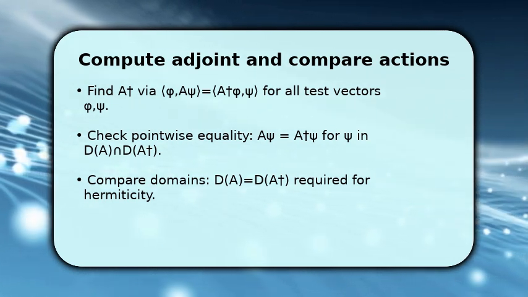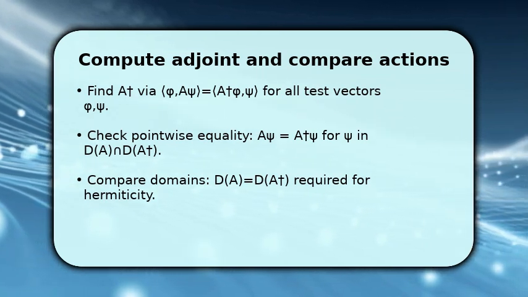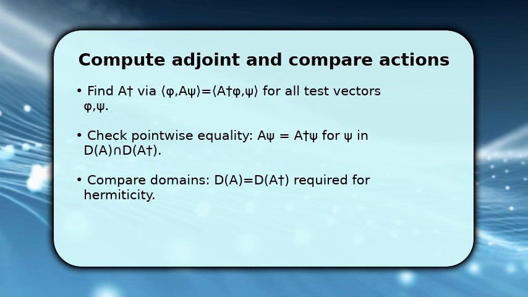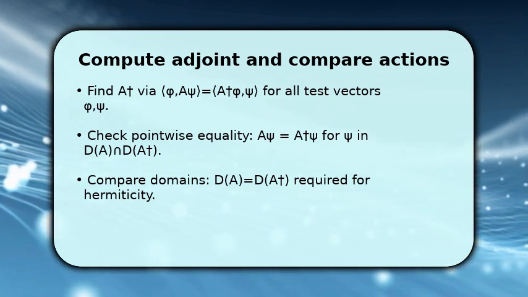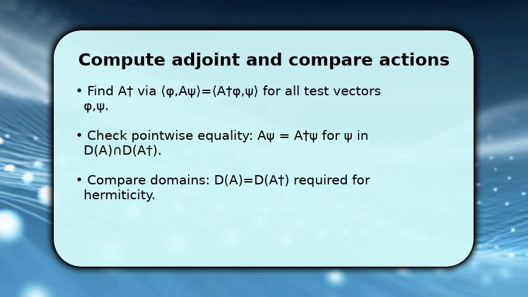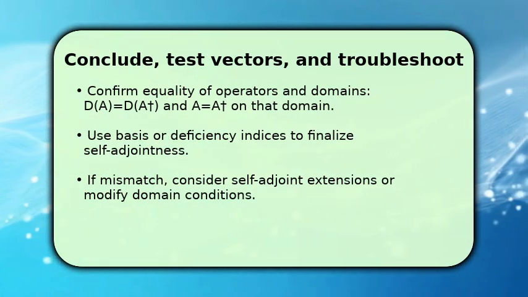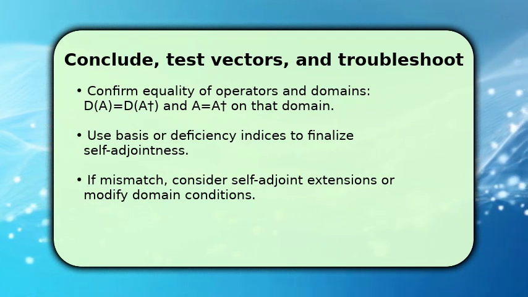Once done, test equality on a dense set of vectors. Verify A psi equals A* psi on their common domain. If you find extra terms or missing boundary conditions, note them. These indicate the operator is not self-adjoint. Finish by confirming both operator action and domain match exactly. Only then is the operator Hermitian, self-adjoint.